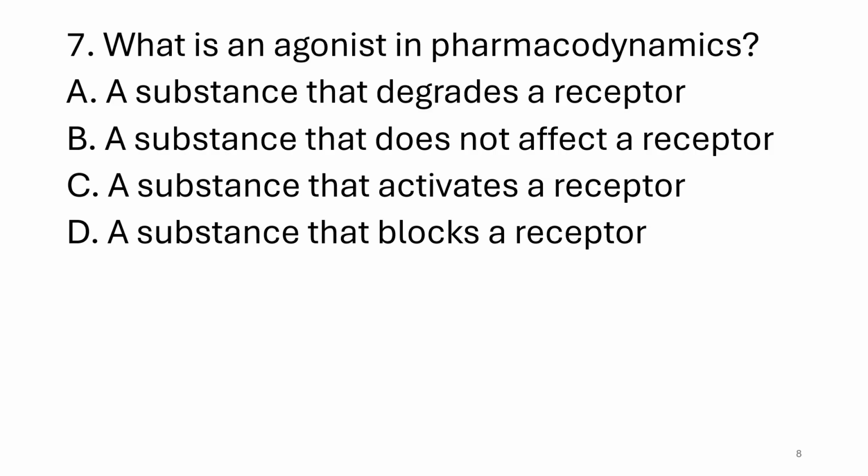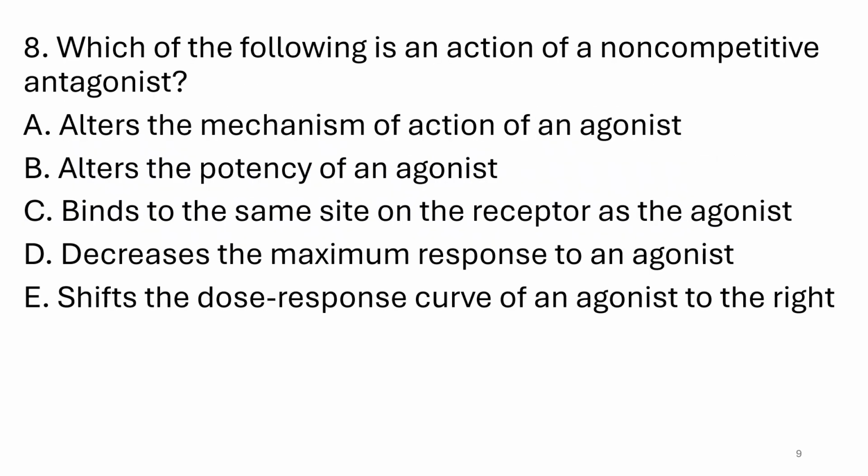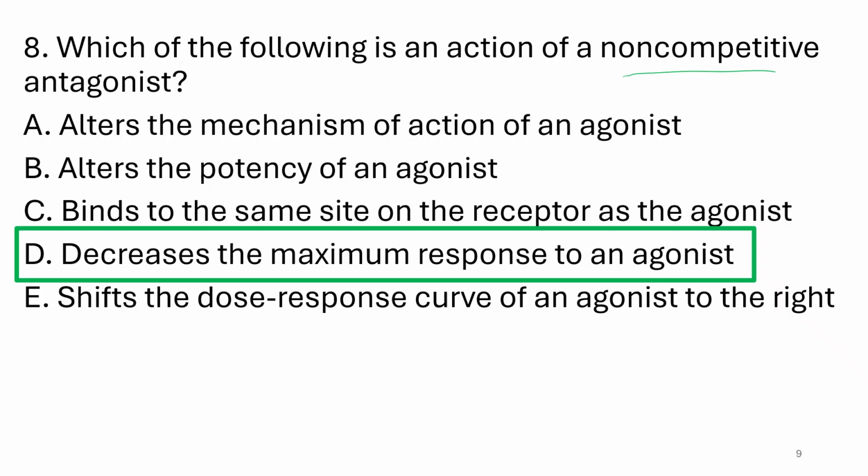What is an agonist in pharmacodynamics? The correct answer is a substance that activates a receptor. Which of the following is an action of a non-competitive antagonist? The correct answer is that it decreases the maximum response to agonist. For example, this is the full agonist, whereas in the presence of a non-competitive antagonist, the dose response curve looks like this. The Emax is going to decrease.